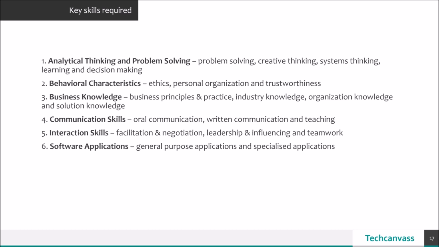Software application knowledge is general. Another skill which I think is very important, and is not mentioned here, is Excel. Excel plays a very important role, because there is a lot of data manipulation which needs to be done. If you know Excel well, as well as PowerPoint, I think that also plays a very important role in being a good business analyst.